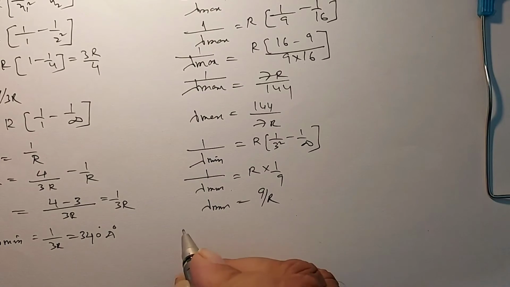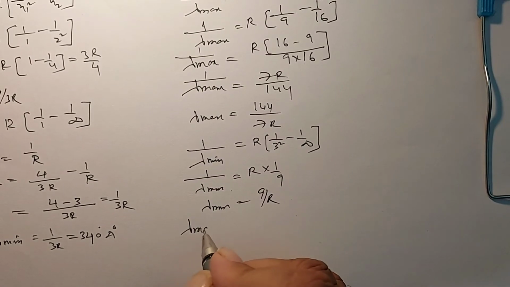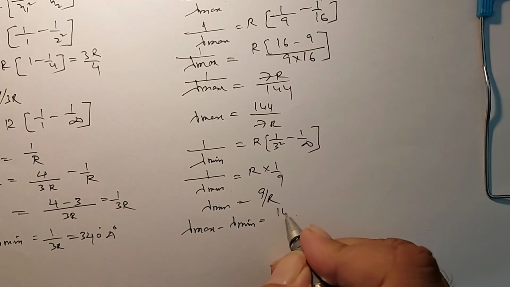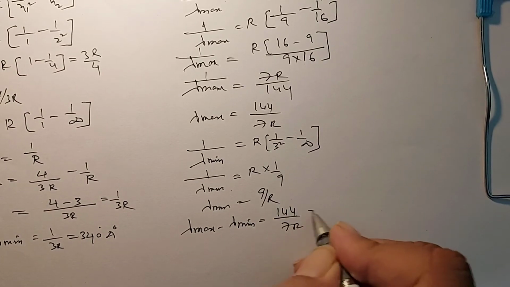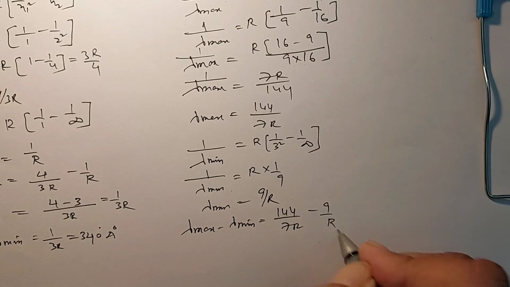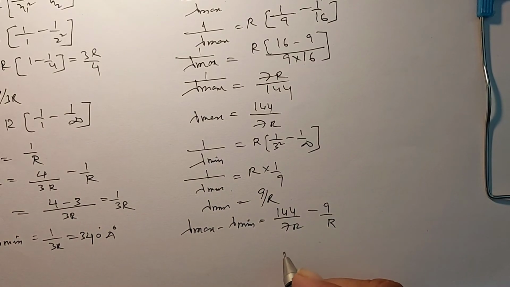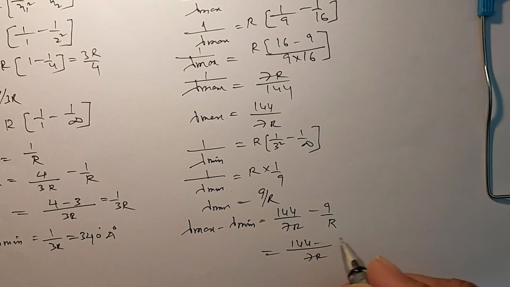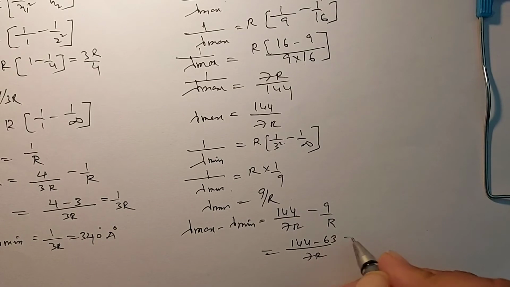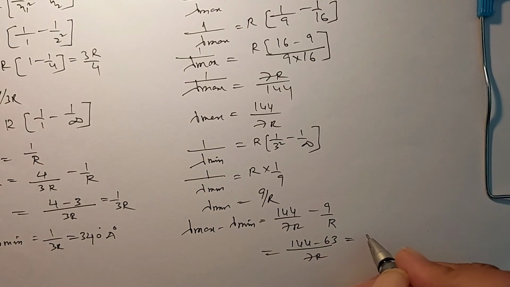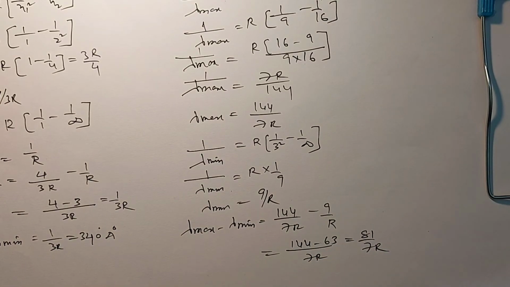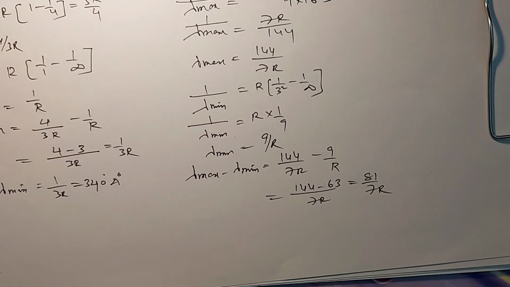Now we take lambda maximum minus lambda minimum, which is equal to 144 by 7R minus 9 by R. The LCM here is 7R. 144 minus 7 times 9, which is 63, that is equal to 81 by 7R.